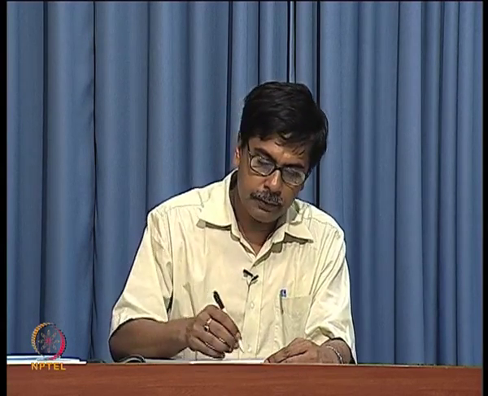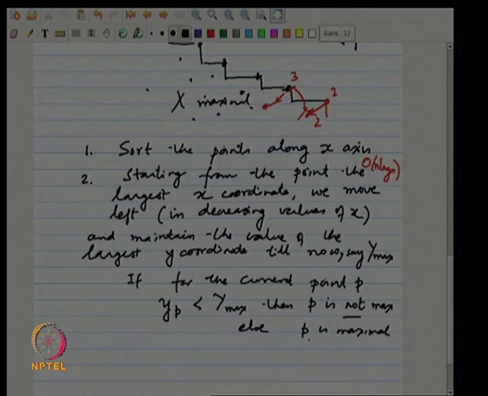So in fact I missed out something here. Else P is maximal, which means that we must update. So y max must now be set to the y coordinate of P, because that exceeds the previous y max. So the only change that we have to make is this one value.